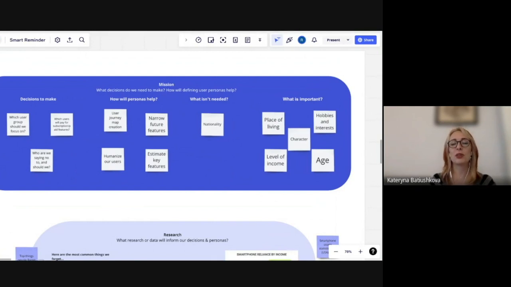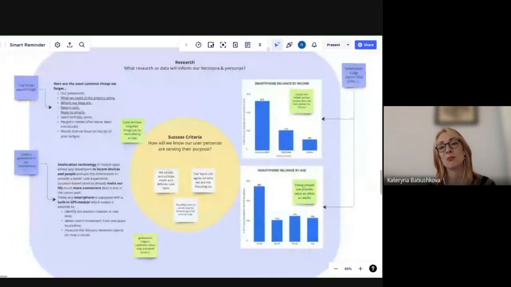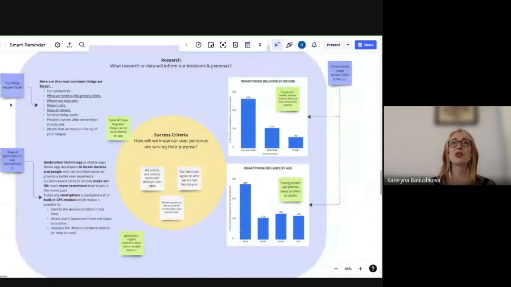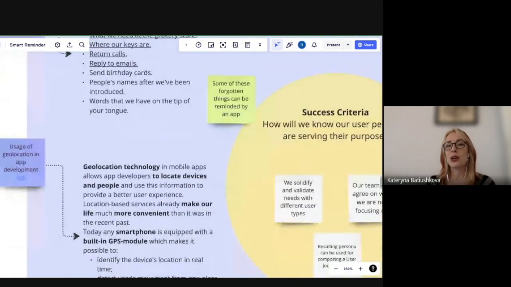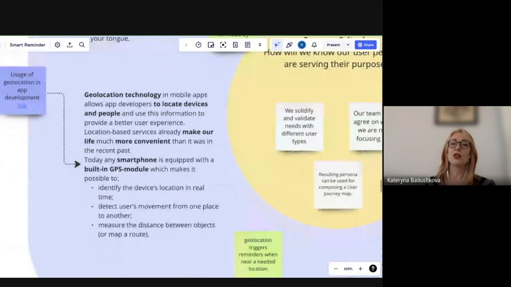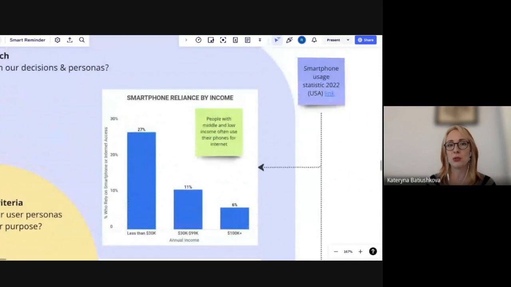For example, the persona helps to define the target audience and to define its pains and needs. And we saw also that nationality did not matter. However, the place of living and hobbies were important. Then, the most important step before creating the persona is to define relevant social and demographic research. And here we found the list of useful things: geolocation usage trends, and mobile device usage by level of income and age. The personas we created are based on this data.